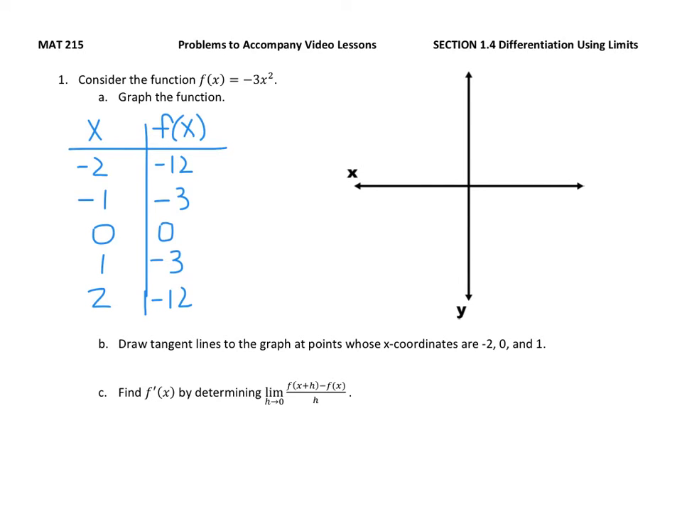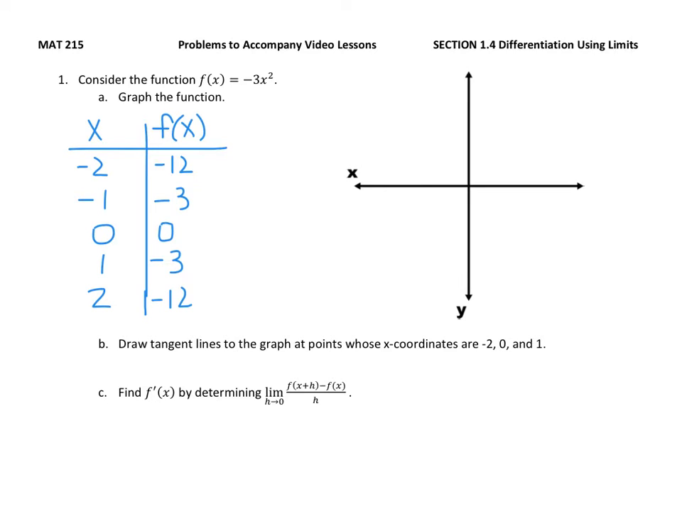and the 3 is going to stretch it vertically by a factor of 3. But what we can do is create a table of values, picking different x values and plugging them into the function. For example, if we take negative 2 and plug it in for x, we have negative 2 squared, which is 4, times a negative 3, which is going to give us a negative 12. And we can do that with a handful of values here.